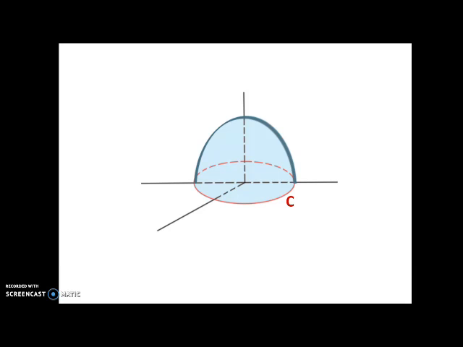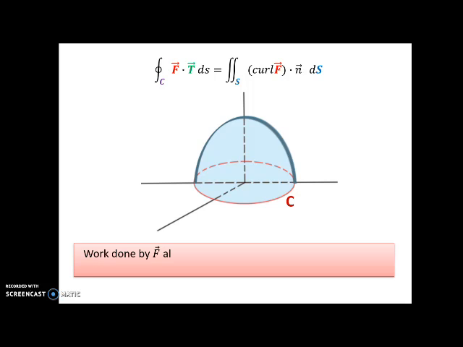Okay, so there's the crux of Stokes' theorem right there. Work done by F along C equals the value of the double integral regardless of the surface used, as long as C is the boundary of S.